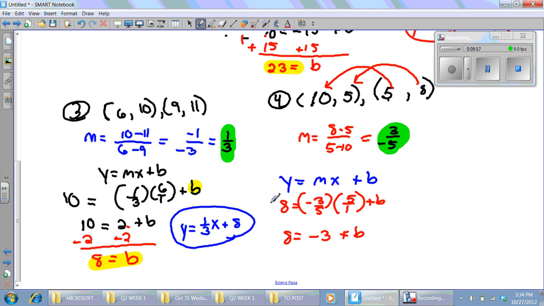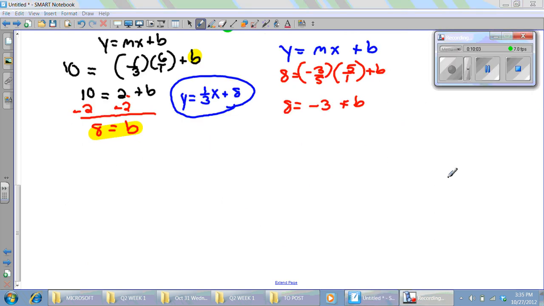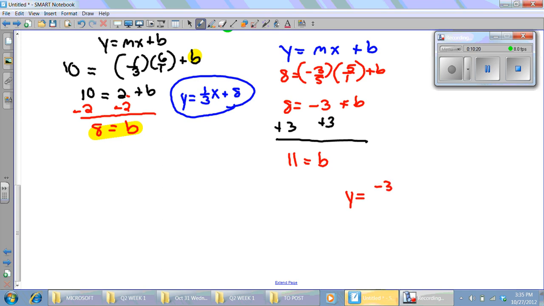Sorry, having a little trouble with my mouse. So I'll add 3 to both sides. So then 11 is going to equal b. So my equation now is y equals negative 3/5 x plus 11.